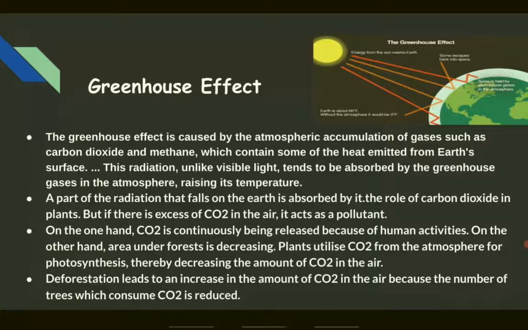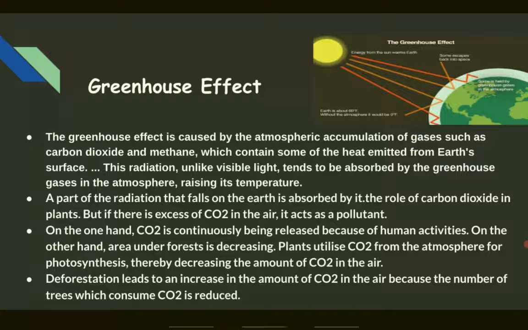Now let's move on to the next topic, greenhouse effect. The greenhouse effect is caused by the atmospheric accumulation of gases such as carbon dioxide and methane, which retain some of the heat emitted from the Earth's surface. This radiation, unlike visible light, tends to be absorbed by the greenhouse gases in the atmosphere, raising its temperature. A part of the radiation that falls on the earth is absorbed by it.